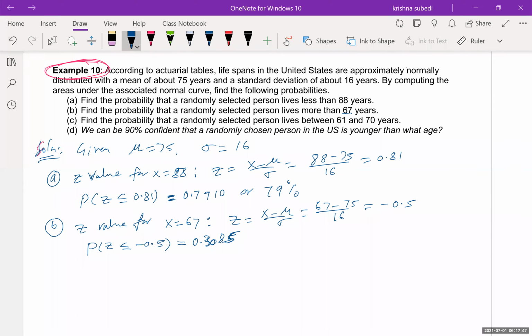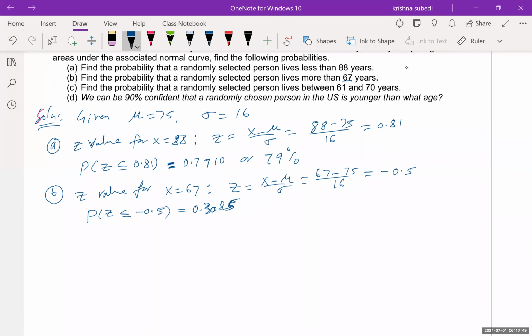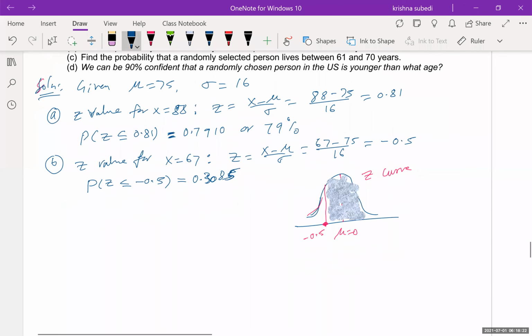Now remember one thing, we are looking for more than 67. So what we are trying to find here is, this is a Z curve. So mu equal to 0. So we're looking for negative 0.5 is right there. So more than means we are talking about this area. Okay, this area right here, greater than, on the right side. So how do we find that?